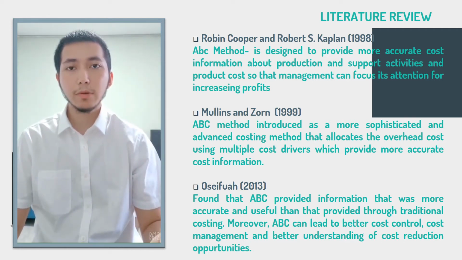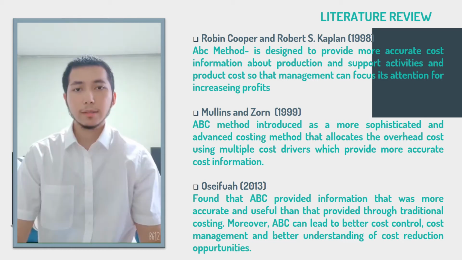Next, based on Mullins and Zone 1999, the ABC method was introduced as a more sophisticated and advanced costing method that allocates the overhead cost using multiple cost drivers, which provide more accurate cost information.